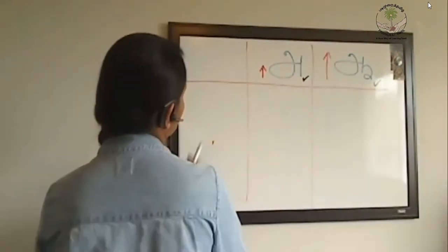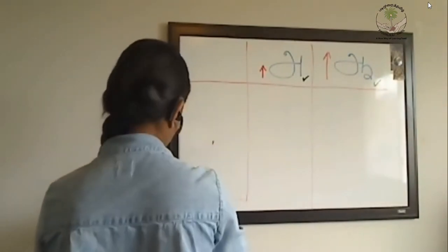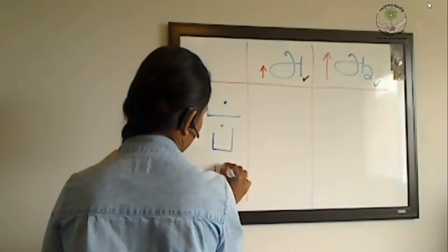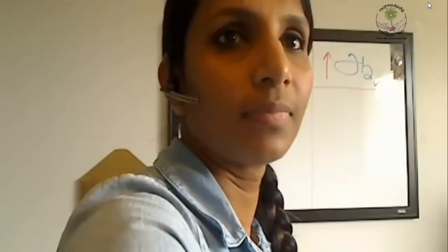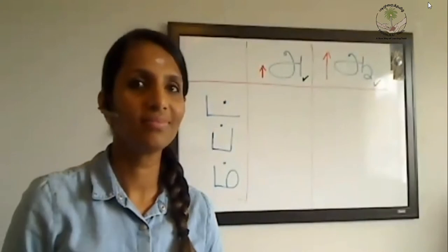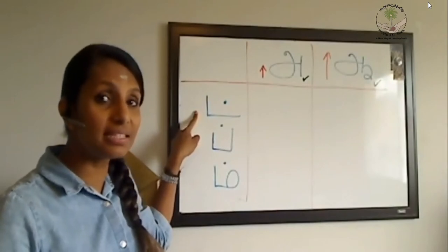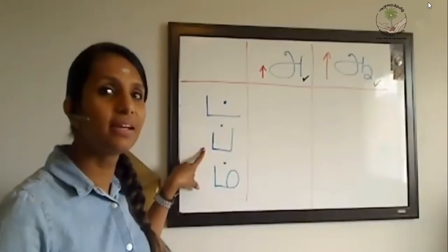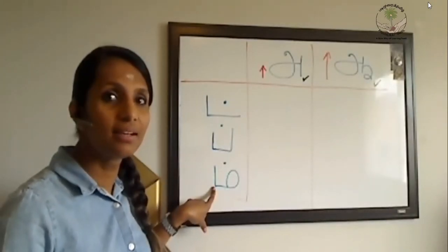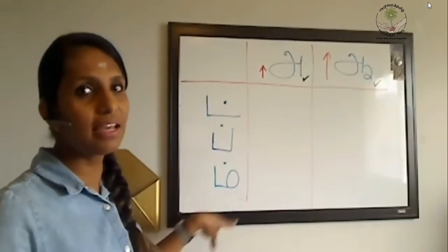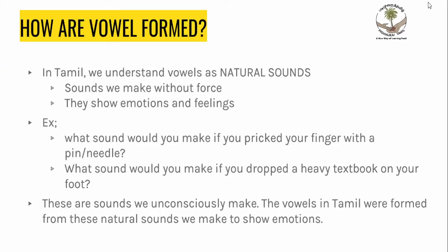So now, what are the consonants we learned? Okay, read. Let's see, who can we call? Okay, let's read. What letter is this? What sound is this? It. What sound is this? Up. Now, what are these called? They are consonants. And these are vowels, right?